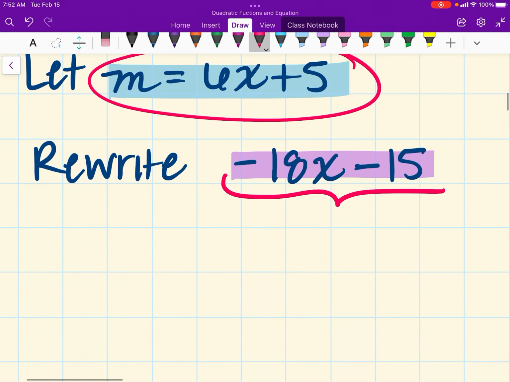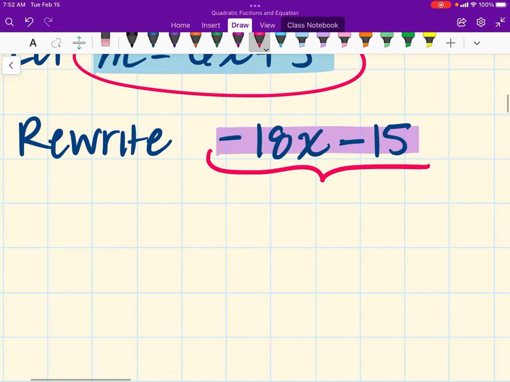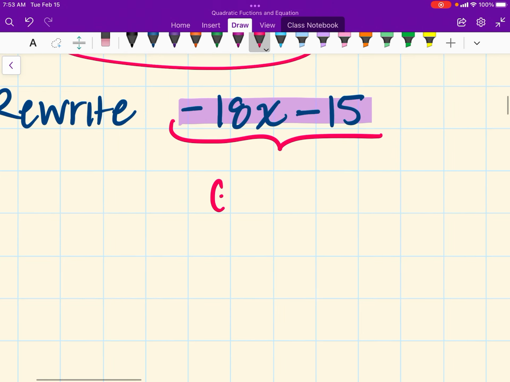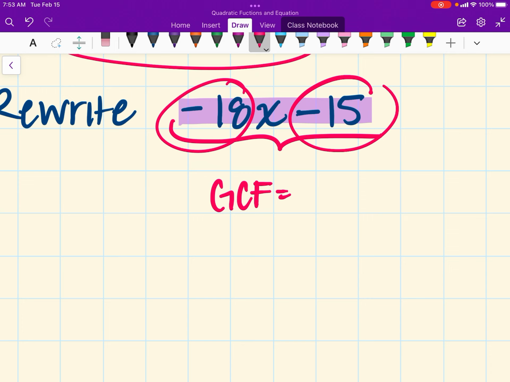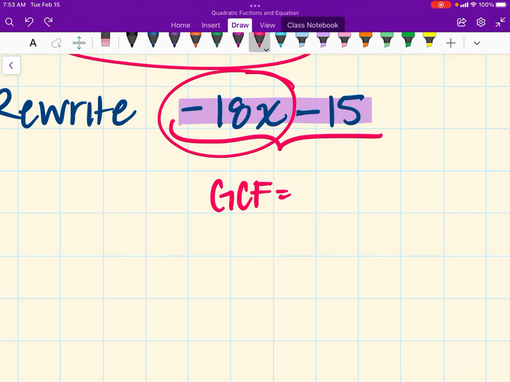Now, we want to go ahead and rewrite this, guys. Rewriting in this case would be basically seeing if we have any factors that we could take out. We want to go ahead and look for any GCFs. And GCFs in this case, guys, are numbers that could divide into both of our numbers here, so negative 18 and negative 15. A number that divides into both would be a 3. Since my leading coefficient here is negative, it is going to be a negative 3 instead of a positive.